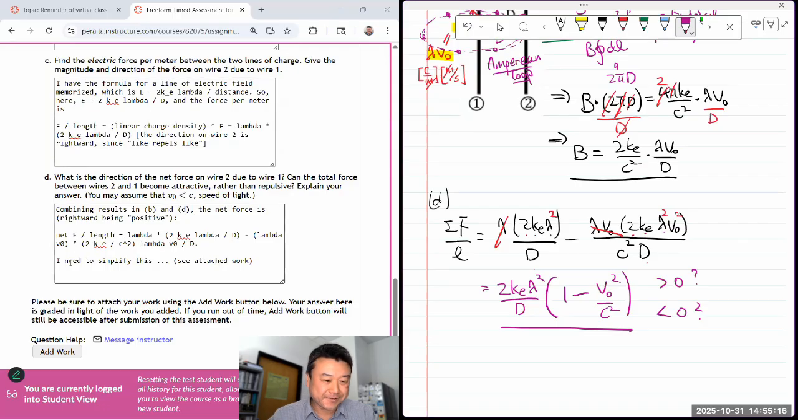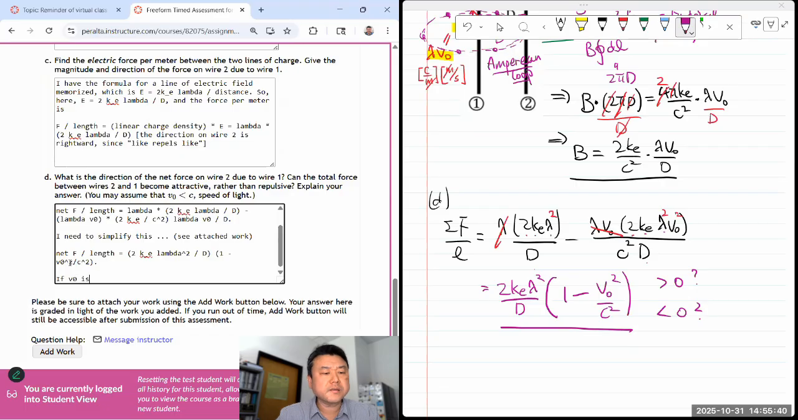So let me just write down this much so far. Net F divided by length is equal to 2k lambda squared over d times, let me put parentheses so it doesn't get confused, 1 minus v naught squared over c squared.